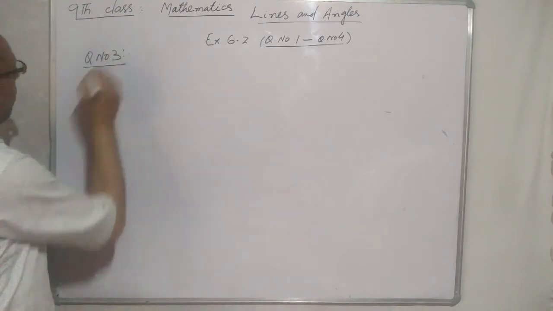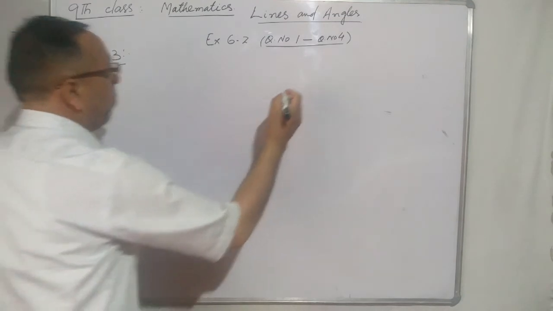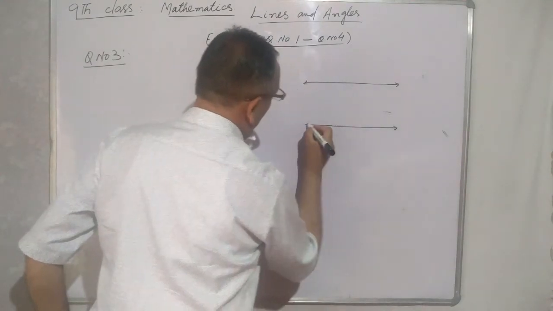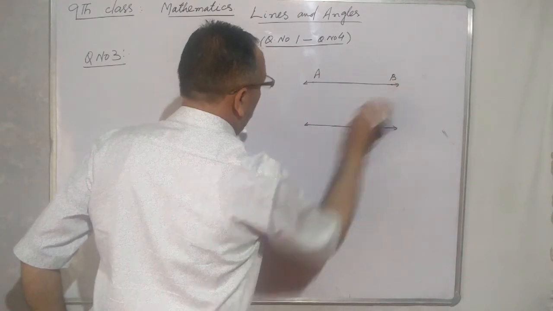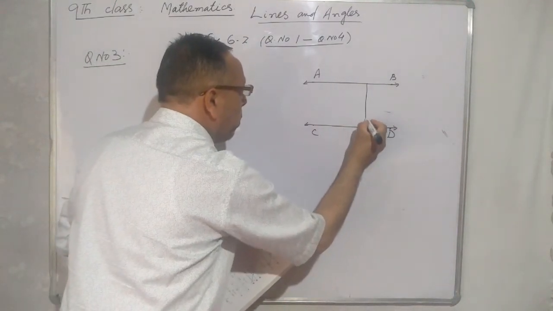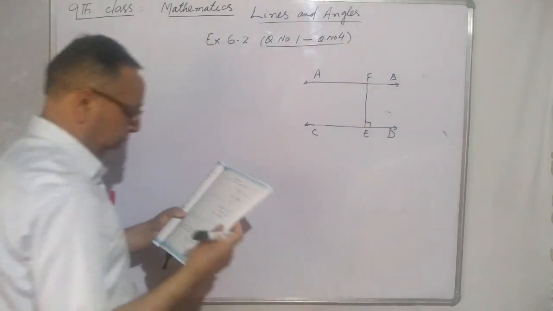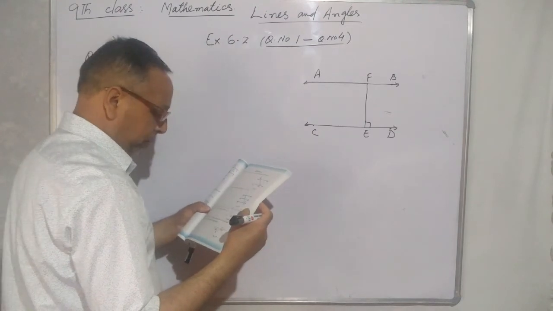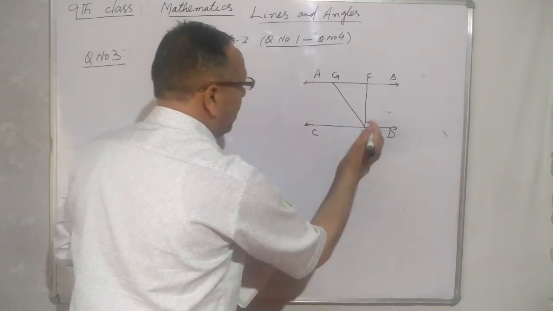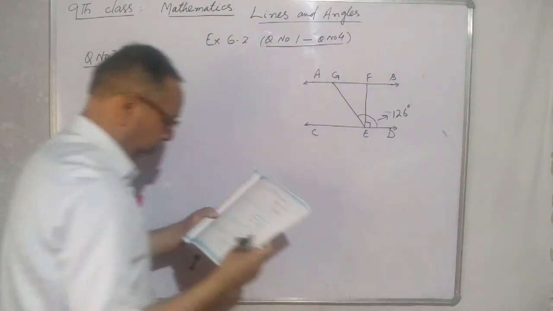Question number 3. Third question is, in the figure given, AB is parallel to CD. EF is perpendicular, that means this makes a 90 degree angle. And there is a point G, and this whole angle GED is equal to 126 degrees. Then find angle AGE.